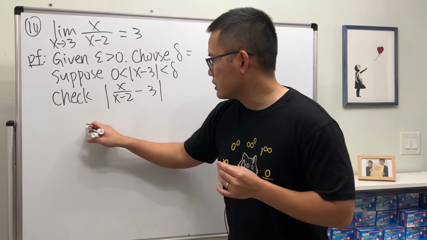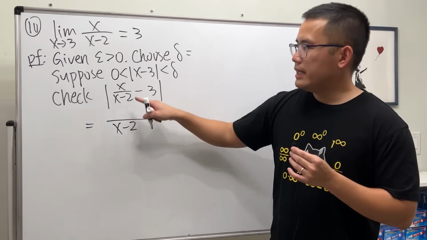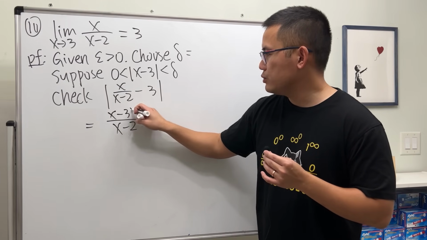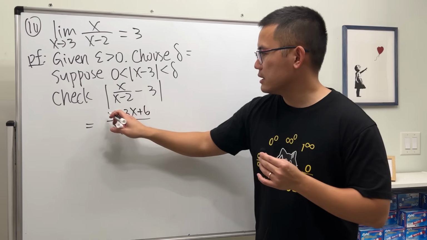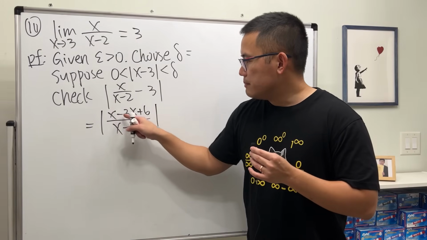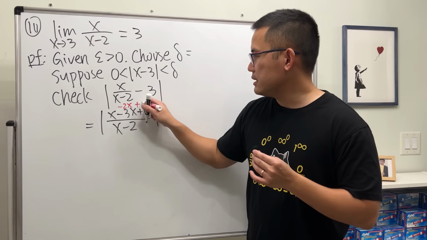So we have the same denominator, just x minus 2. And then this is x. And I will do x times negative 3, which is negative 3x. I will do negative 2 times negative 3, which is plus 6. Still maintain the absolute value. x minus 3x is just negative 2x. And then we still have the plus 6.